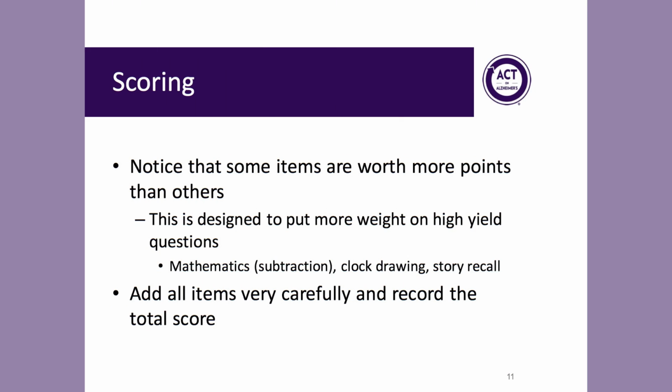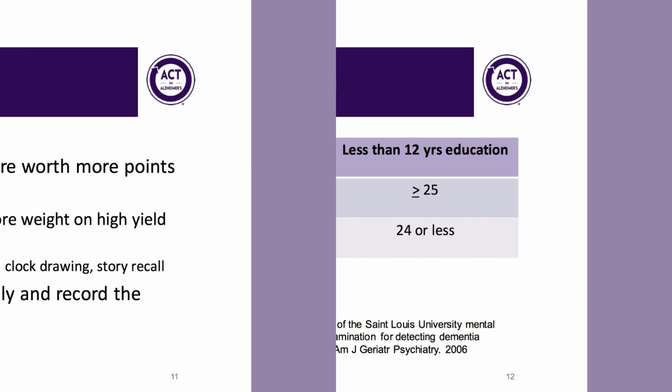Notice also that some items on the SLUMS are worth more points than others. This is designed on purpose to put more weight on so-called higher yield questions. These are often questions that involve mental manipulation or working memory, measures of executive functioning. At the end of the test, make sure that you add all of the items very carefully and record the total score at the bottom.